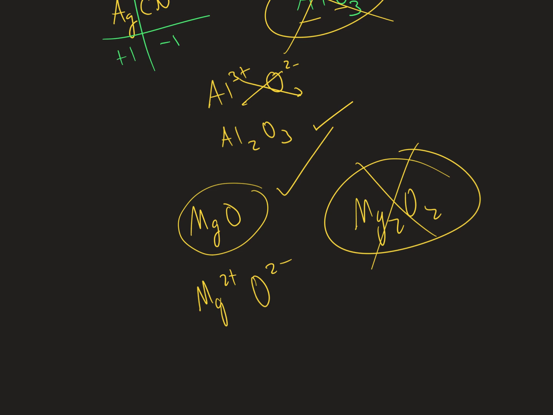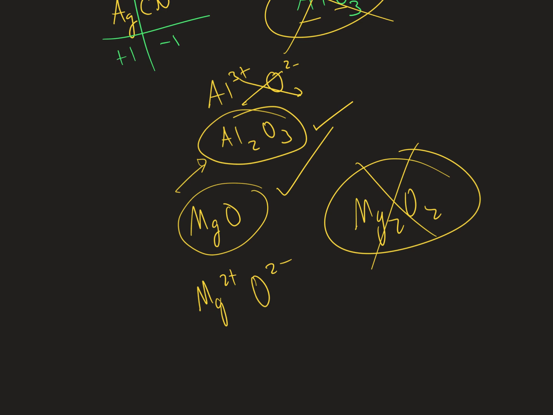Number 3. Know how to name ionic compounds with main group metals. How do we name the cation? Here's an ionic compound with main group elements in it. How do you name this? Just use the element name, aluminum. How do you name the anion? Change the ending to IDE, aluminum oxide.